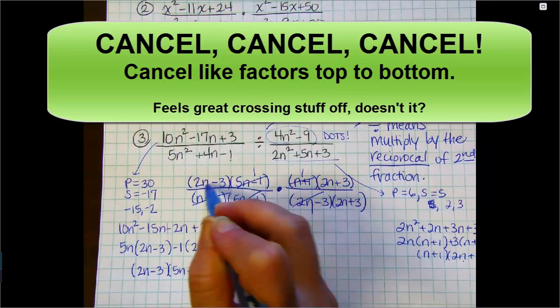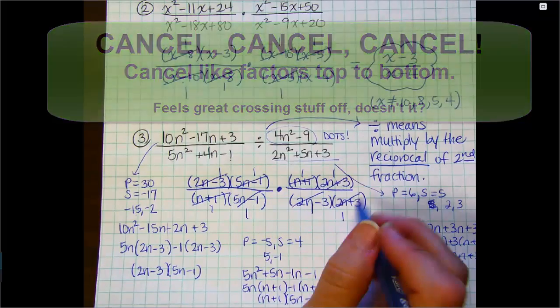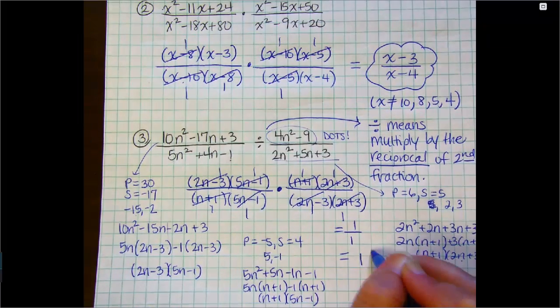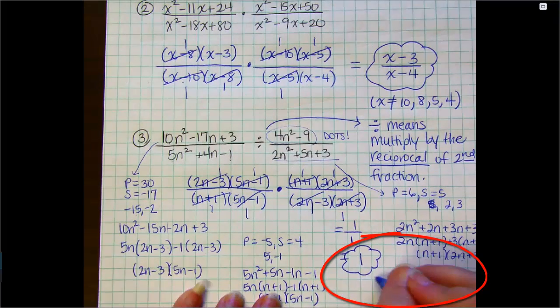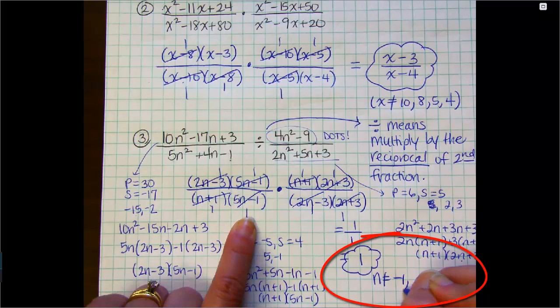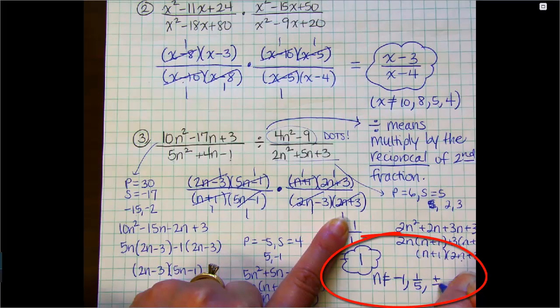Alright, so you've done a ton of factoring, and now you get to do a lot of canceling, and you end up with 1 left on top, 1 on the bottom, which is just plain old 1. Don't forget to go back and look at all your denominators and note what n cannot equal. So here n cannot equal -1, 1/5, and positive or negative 2/3.